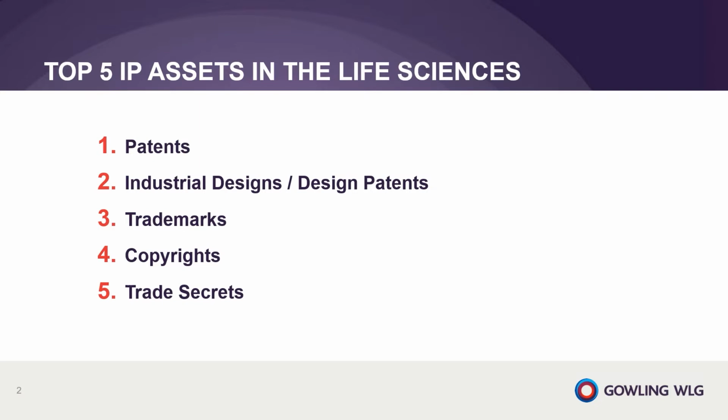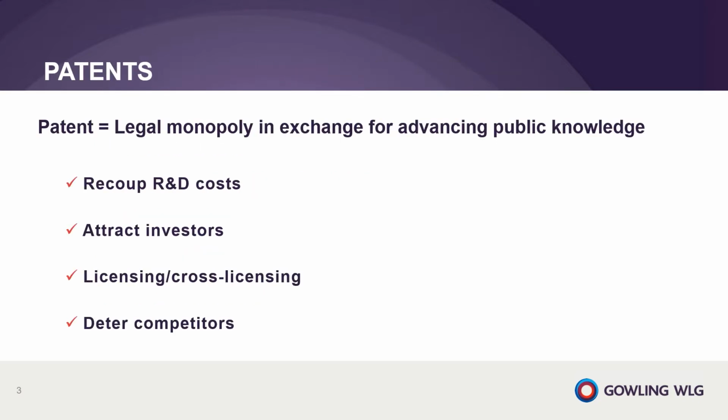We will cover each of the following IP assets: patents, industrial designs, trademarks, copyrights, and trade secrets. I will discuss each of these in turn and compare and contrast these different assets as we proceed through the list. Let's get started with patents.